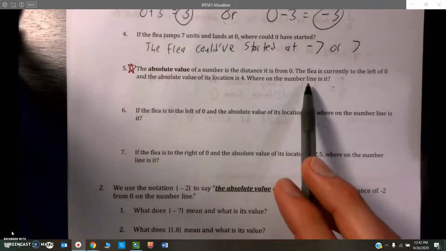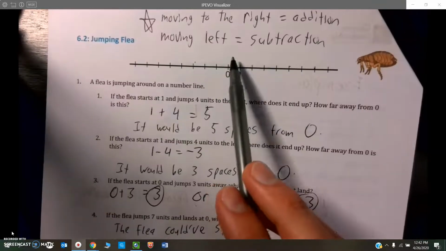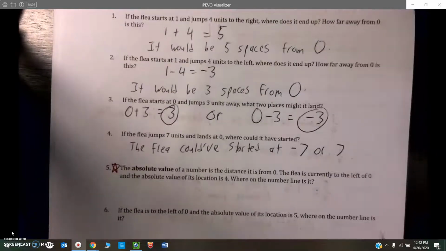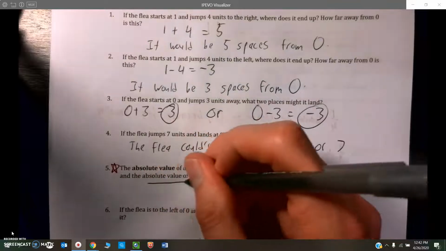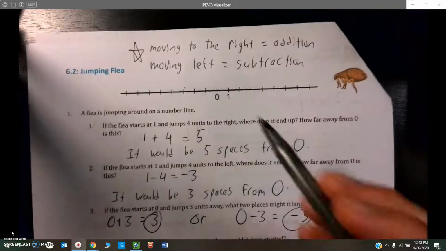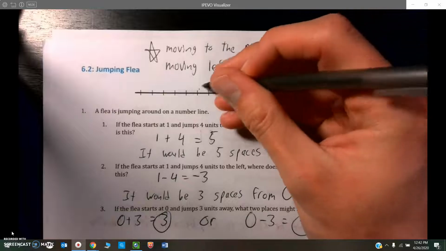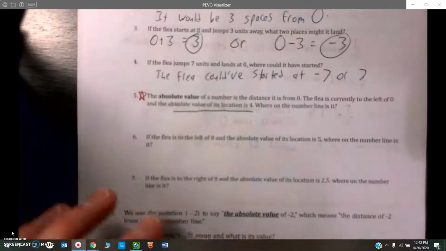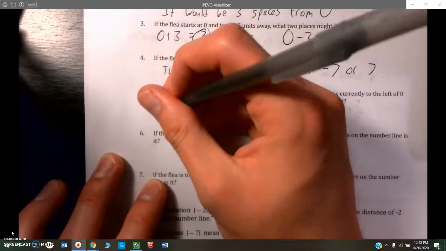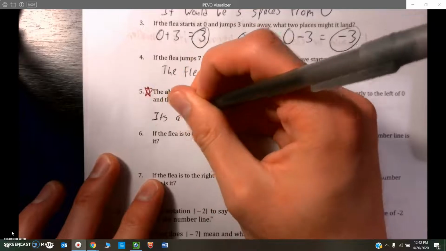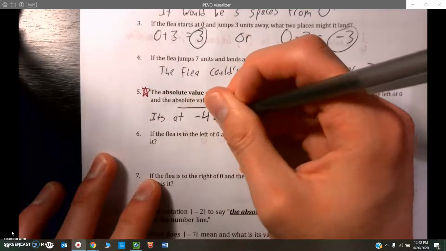Where on the number line is it? So it's to the left, and it says its absolute value is 4. So if it's to the left, I know it's negative, and if it's 4 units away, it must be at -4. So where on the number line is it? It's at -4.